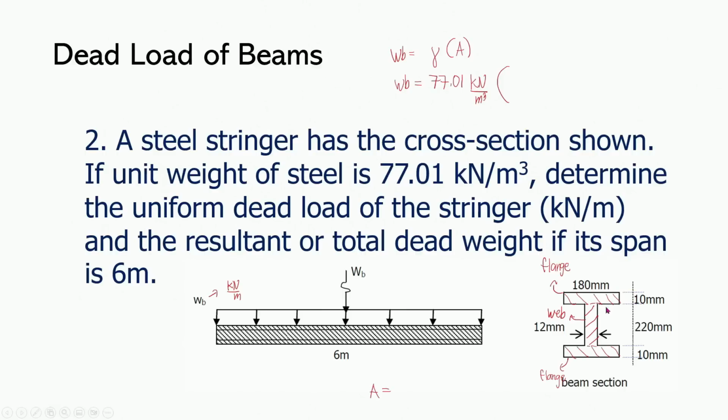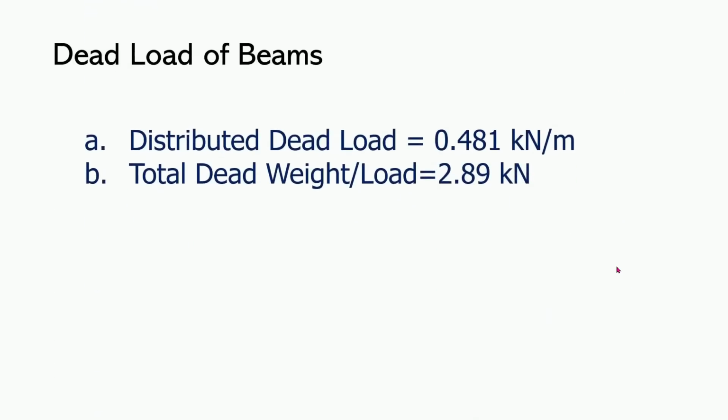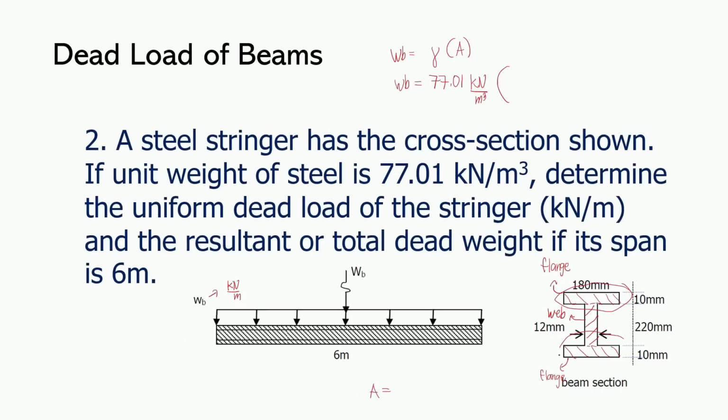Now, since the dimension of our top and bottom flanges are just equal with 180 by 10 mm, let's just multiply that by 2. And then we will add the area of this web, which is 220 by 12 mm. So again, our area will be 2 times the area of a flange, kasi dalawa yan and equal, plus the area of the web. Now, the area of the flange is 180 by 10 mm. And so we have 2 times 180 times 10 mm. And then plus, close natin to. And then we will add the area of the web.